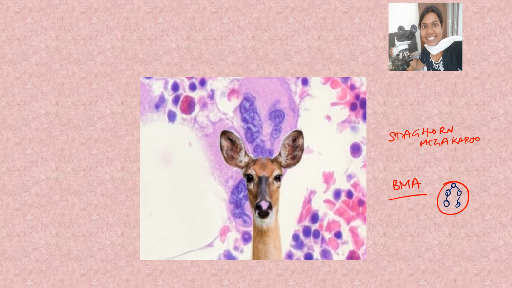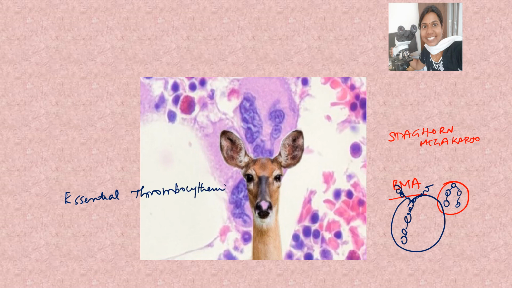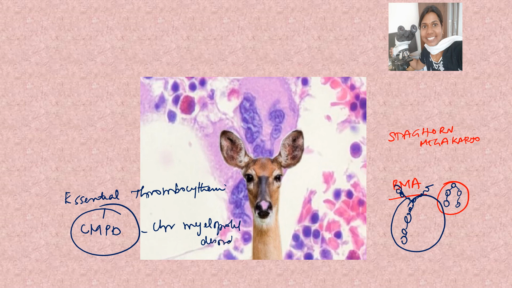But what happens in essential thrombocythemia? These lobes will be branching and branching like that of a horn of a deer. So this can be seen in essential thrombocythemia, which is a chronic myeloproliferative disorder. Okay, it's a type of chronic myeloproliferative disorder, right? So have you heard about CML? So all these come under chronic myeloproliferative disorders. Okay, so as of now remember this.